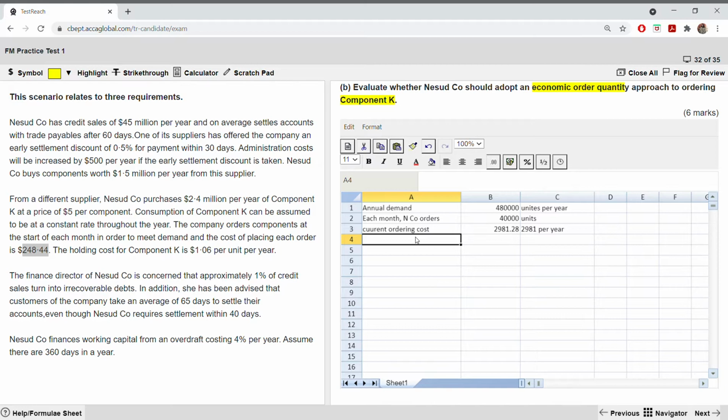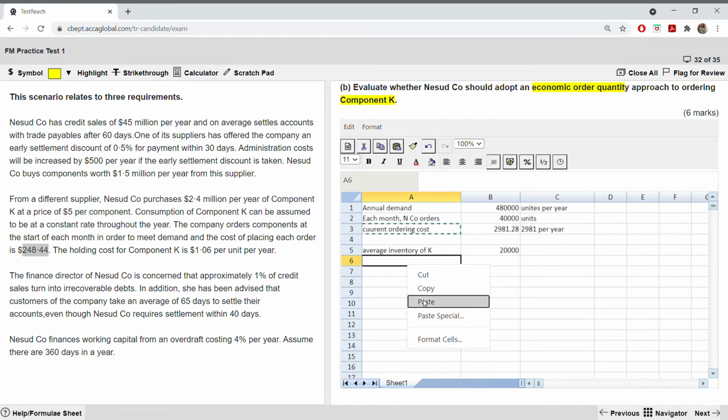Average inventory of component K. What is the average inventory of K? What will be the average? Equal to this 40,000 units divided by 2, which will be 20,000. 20,000 units.